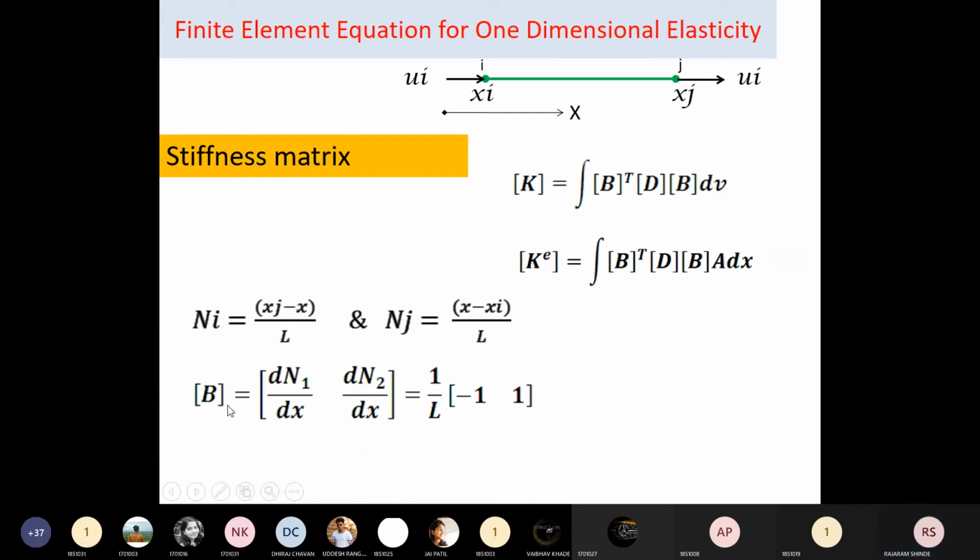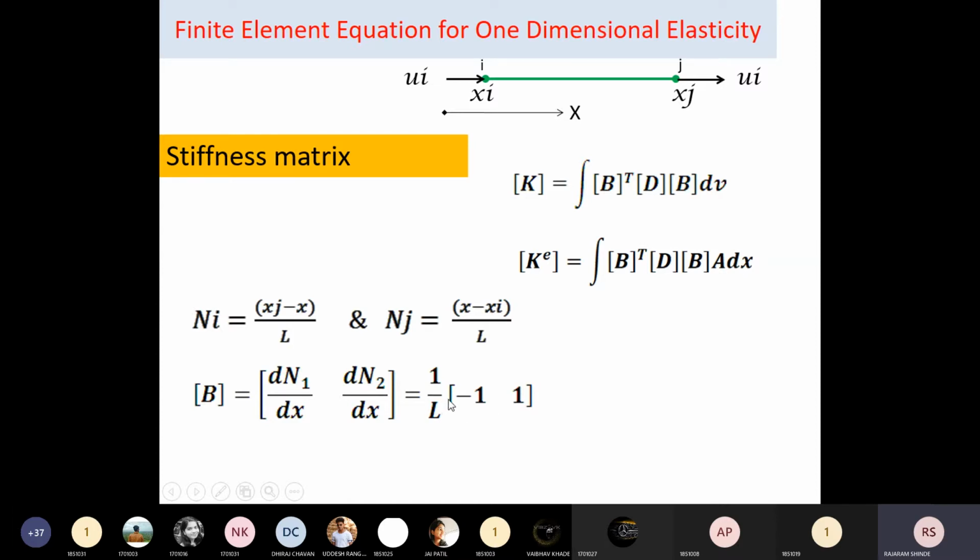Next, for the B matrix, we need to calculate the derivative of the shape functions, that is dNi or dN1, depending upon whatever notation you are following. dNi upon dx, dNj upon dx, that is 1 upon L into minus 1 1, because its derivative is minus 1 upon L, and its derivative is 1 upon L.